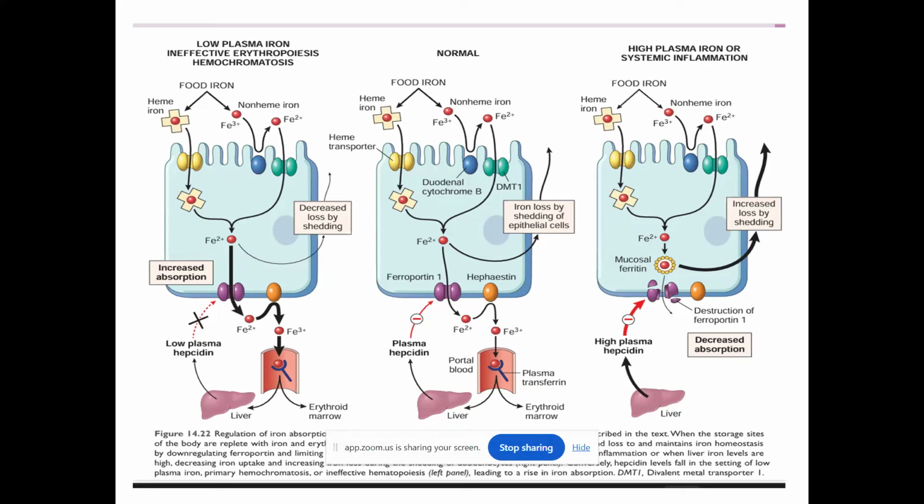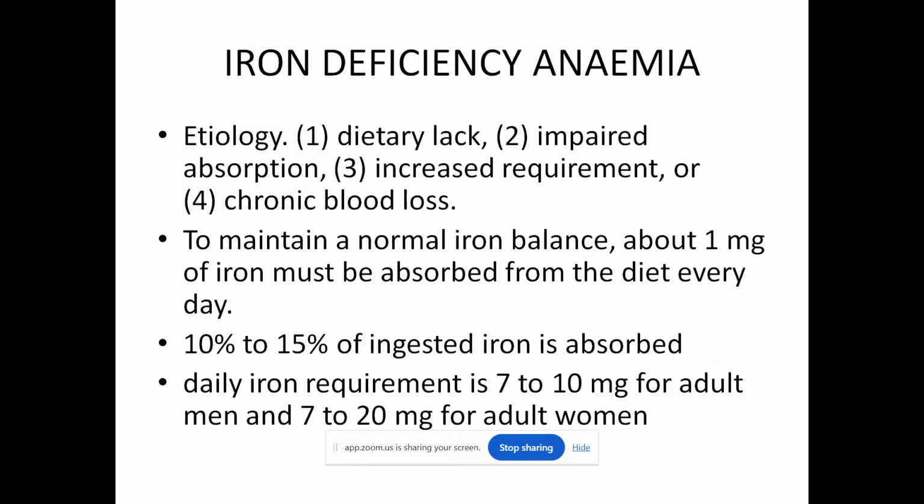So this will combine with plasma transferrin, and it will go to all the erythroid marrow cells and the liver, areas like that. So this is the absorption of iron. If there is a deficiency in iron, due to any dietary lack, impaired absorption, increase in the requirement, or chronic blood loss, this will produce iron deficiency, a microcytic hypochromic anemia.